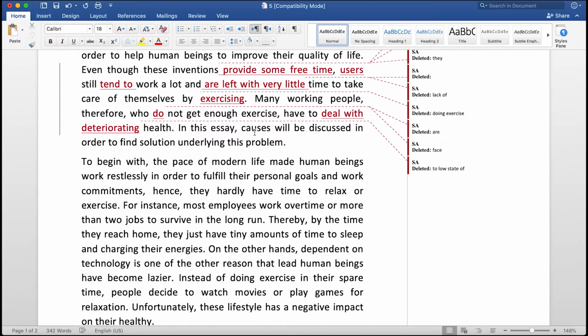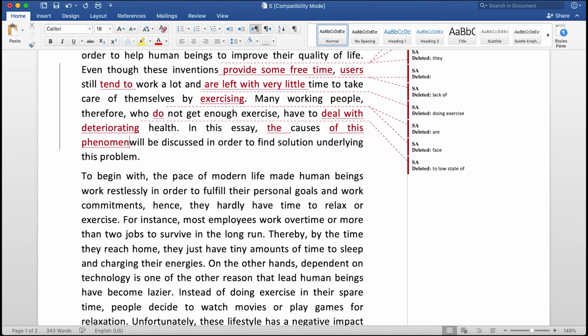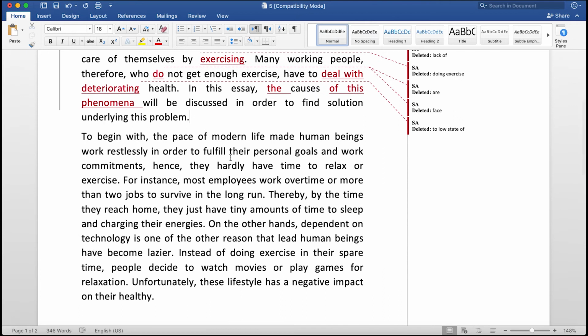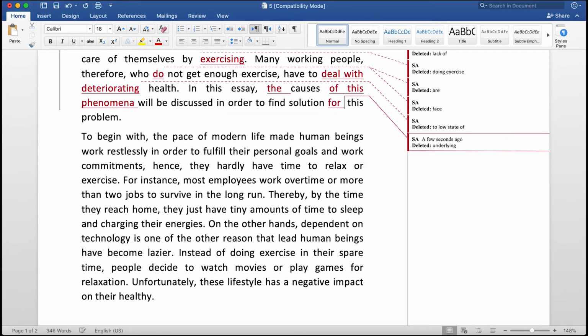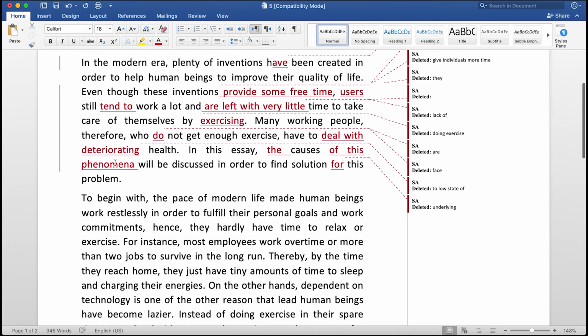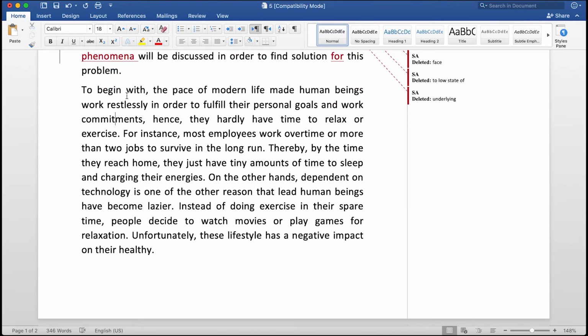In this essay, causes will be discussed. The causes of this phenomena will be discussed in order to find a solution for this problem, or the solutions underlying this problem. It's not wrong, but just let's try to make it brief. Okay, we're done with the intro. Now, to begin with, the pace of modern life made human beings work restlessly in order to fulfill their personal goals and work commitments.